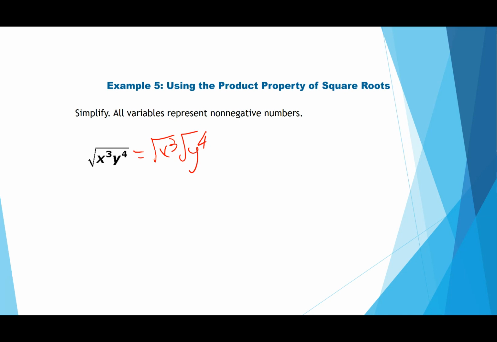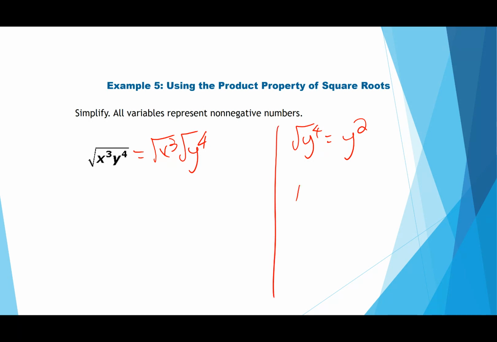All right, so we'll simplify these individual pieces. Now the y to the fourth, I'll just do that first because it's an even exponent. It's going to be pretty easy. The square root of y to the fourth, I'll just do it over here on the side, is y to the second, plain and simple. So I'm going to put that back in the problem in a moment.